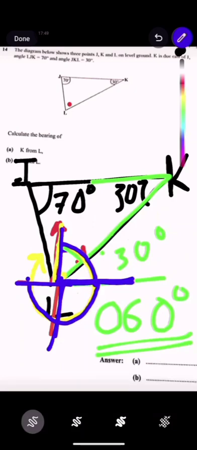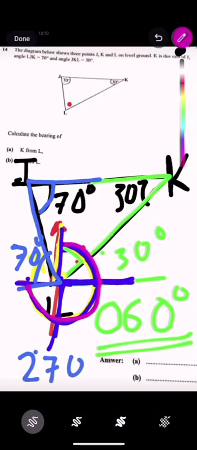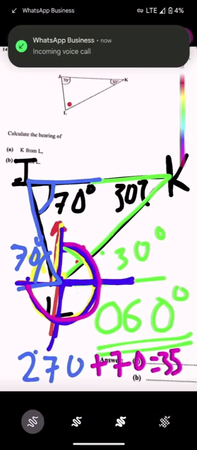So how can we get this yellow part? Again, you invoke the Z. If this is 70, this must be 70. So this is 70 degrees as well. Therefore, 270, which we got after doing 90 plus 90 plus 90, then plus 70, is going to give us 350. Sorry, not 350, 340. Sorry, phone calls. So it's going to give us 340 degrees.